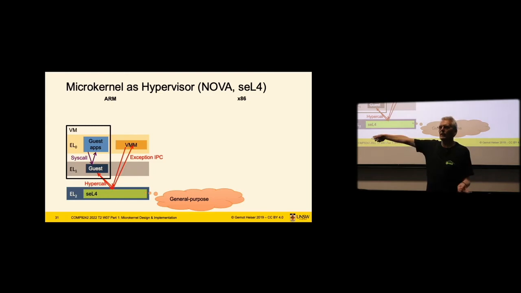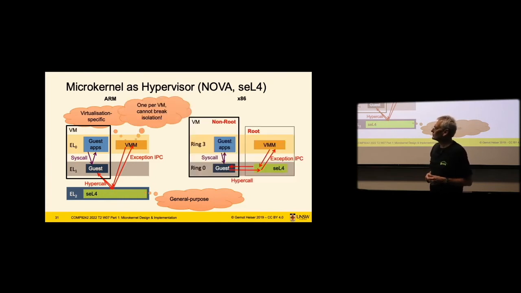So we keep the microkernel as general purpose. We just add this ability to reflect virtualization exceptions up to the user-level VMM. And that's where the virtualization-specific code lives. And this is the ARM view, where we have a separate hypervisor mode that's more privileged than the kernel mode.